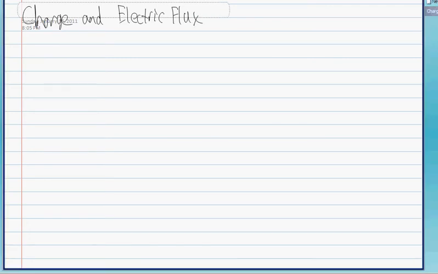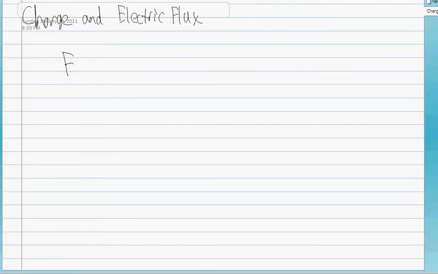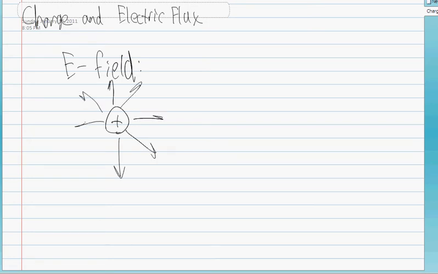But this is the very basic idea of it, and we're going to talk about charge and electric flux. So what we mean by that is, again, first we have to talk about electric field. We know what the field looks like for a positive test charge. Well, that arrow didn't work out so well. And we know for a negative test charge.